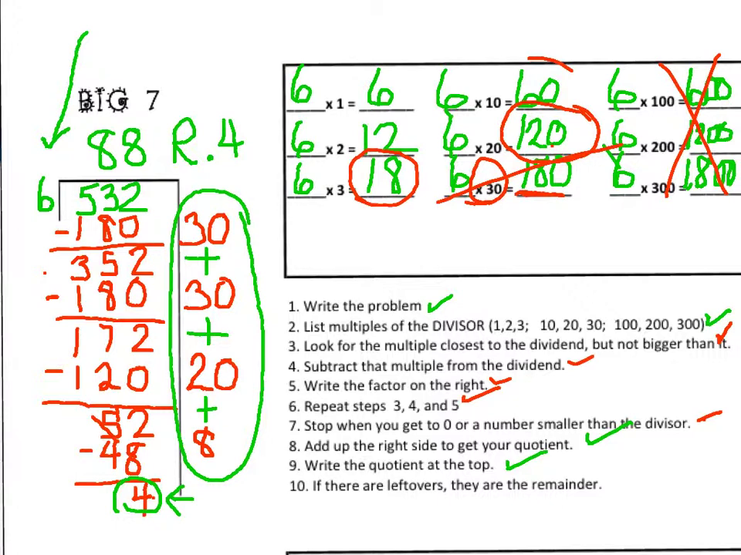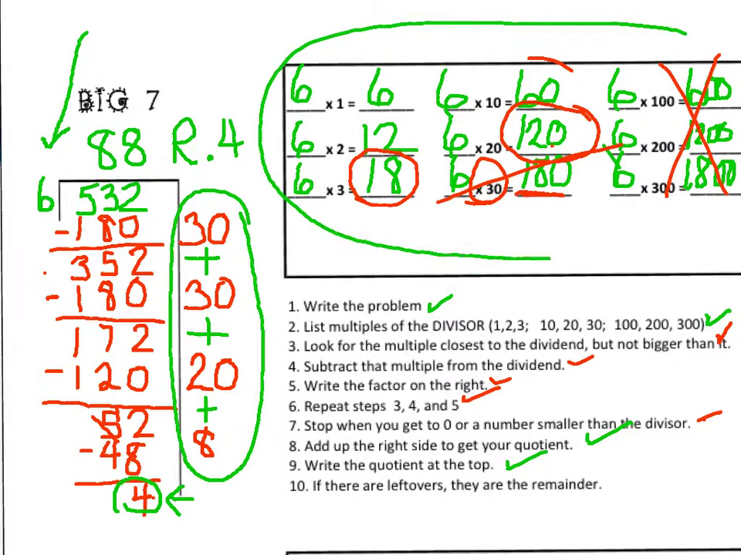And that'd be it. That is Big 7 in a nutshell. This part right here, as we get older and more used to this, goes away and we can start doing those things in our head.